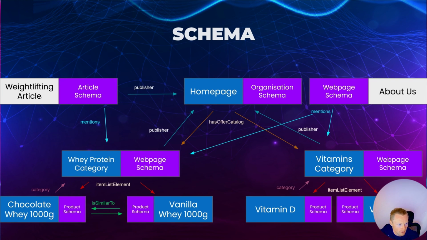For example, our weightlifting article would have article schema on there. It would use the mentions property, if it mentions something like whey protein that we sell on our store, to link down to the whey protein category. We have web page schema on our About Us page that would mention the publisher back to the home page and any categories of popular products that we sell.